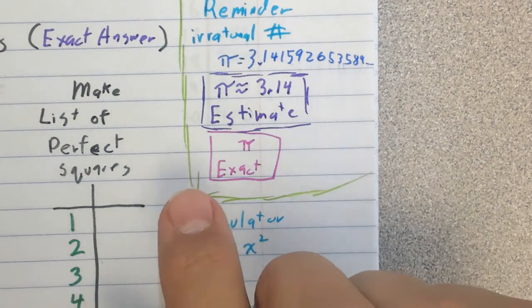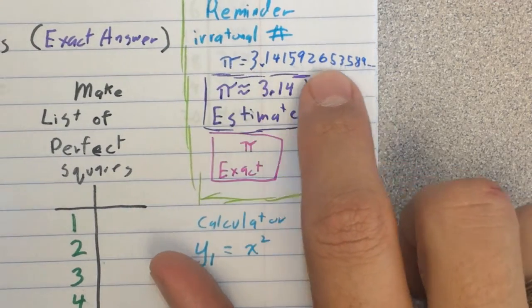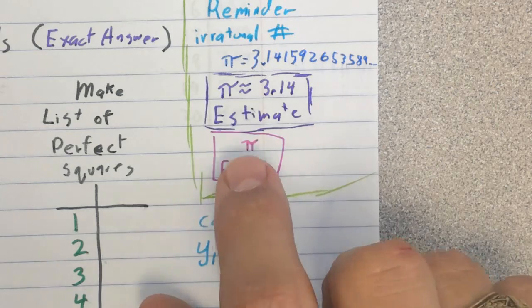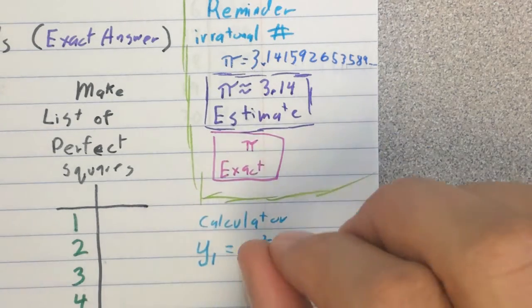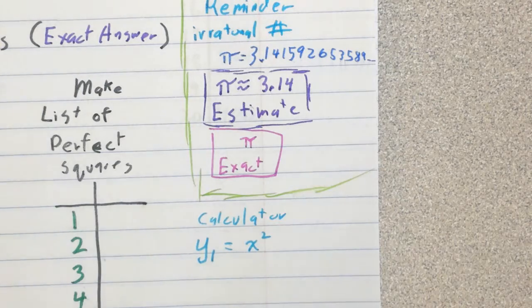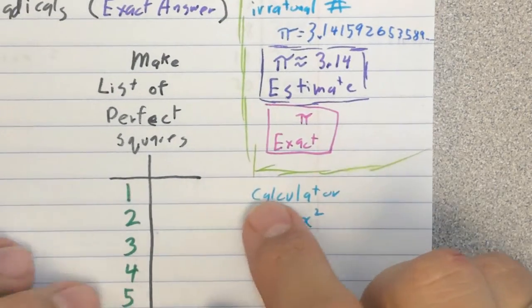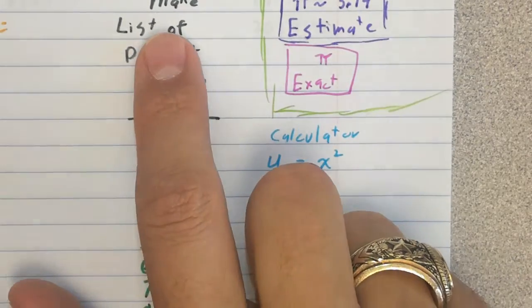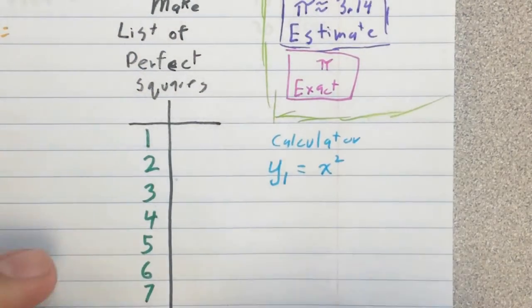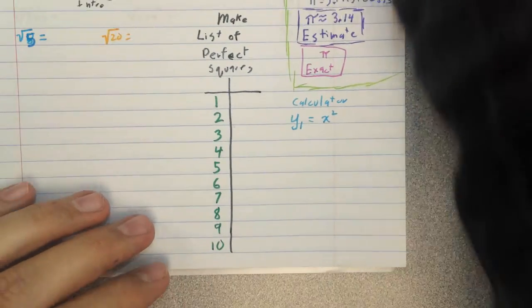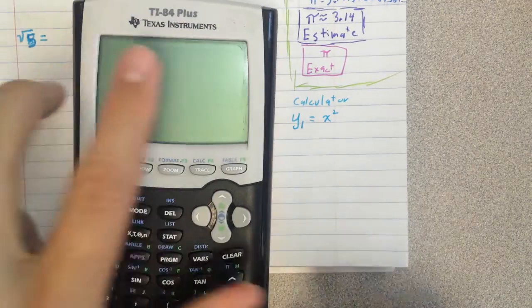These square roots, they're typically irrational numbers whenever we're trying to simplify them. So to have exact answers, our answers are still going to include the square root. So let's go through and set up how we're going to find these square roots. The first thing I want to do is make a list of perfect squares. To make a list of perfect squares, I can use the calculator.